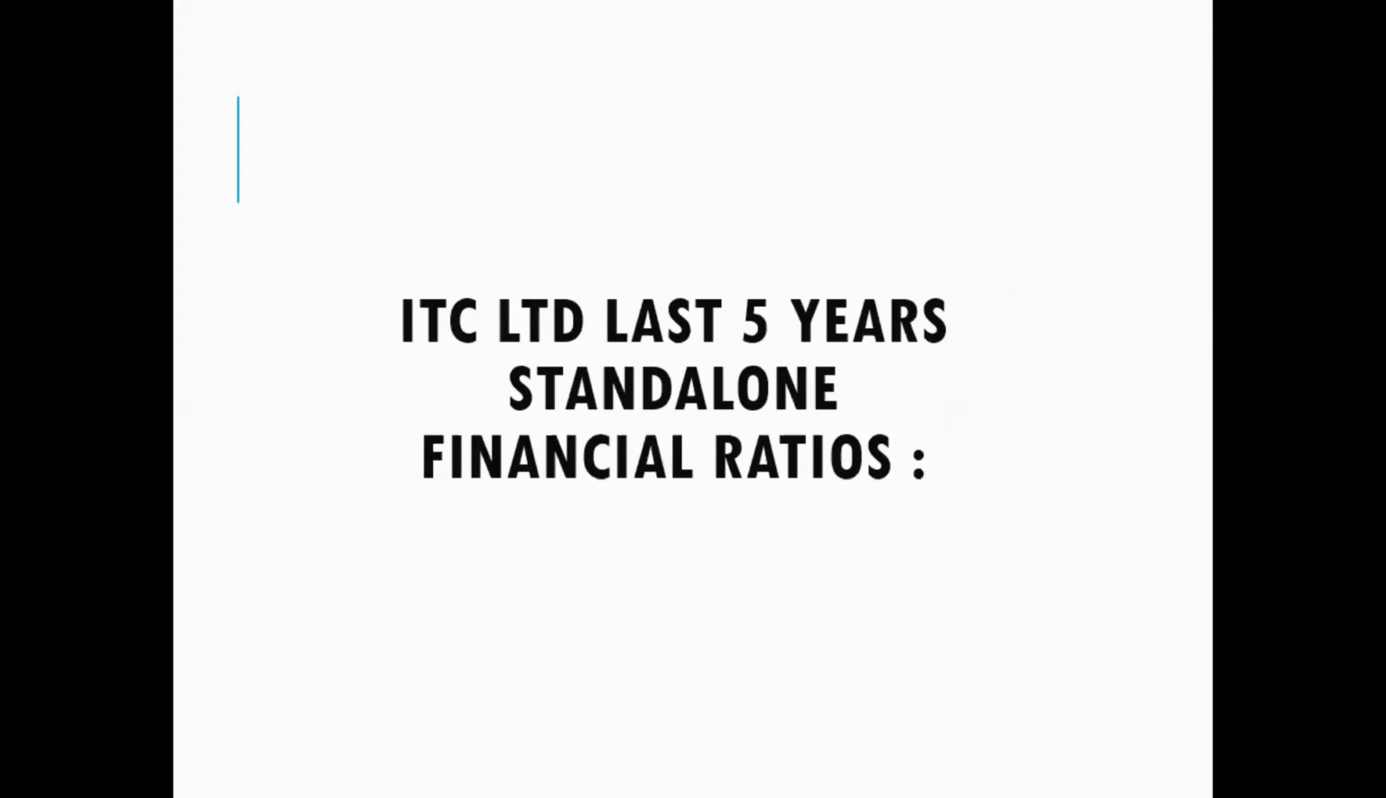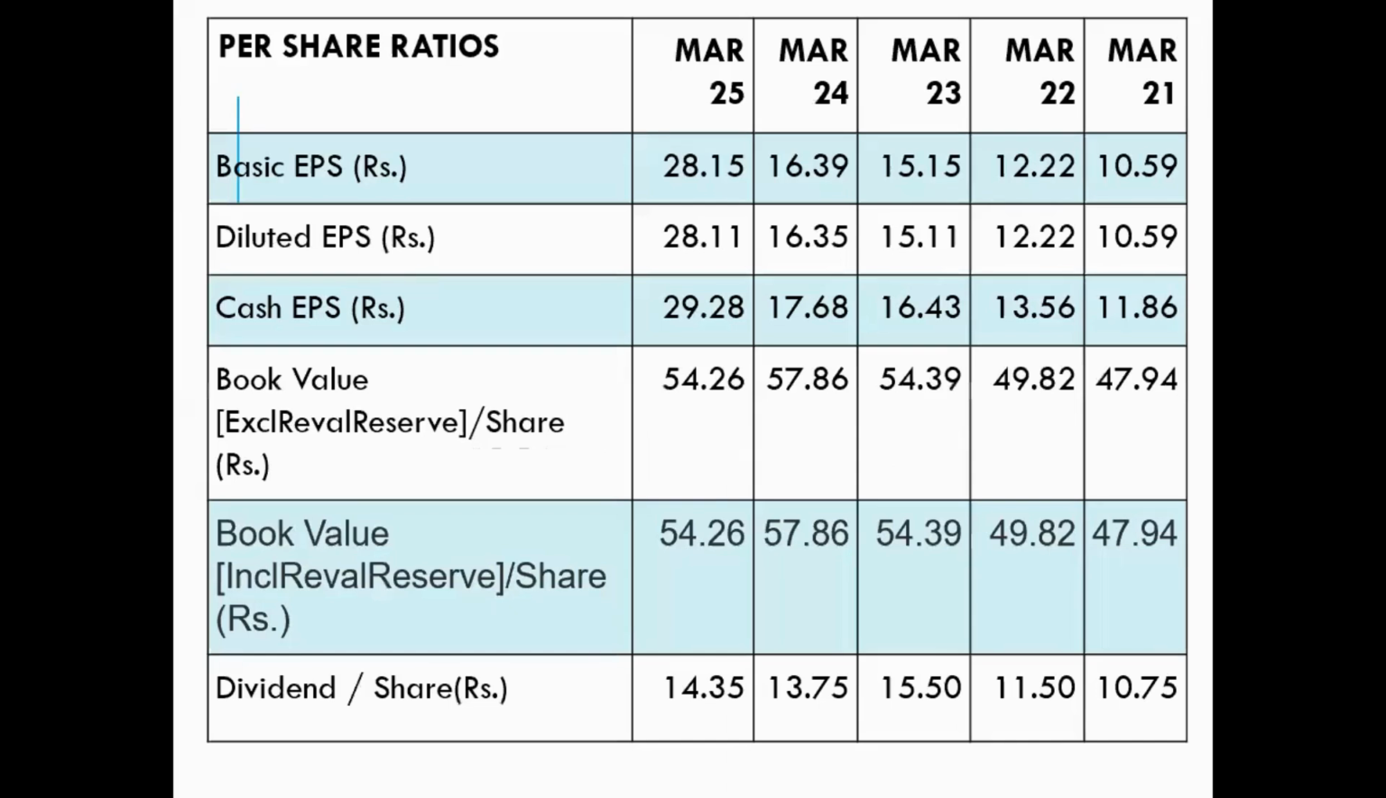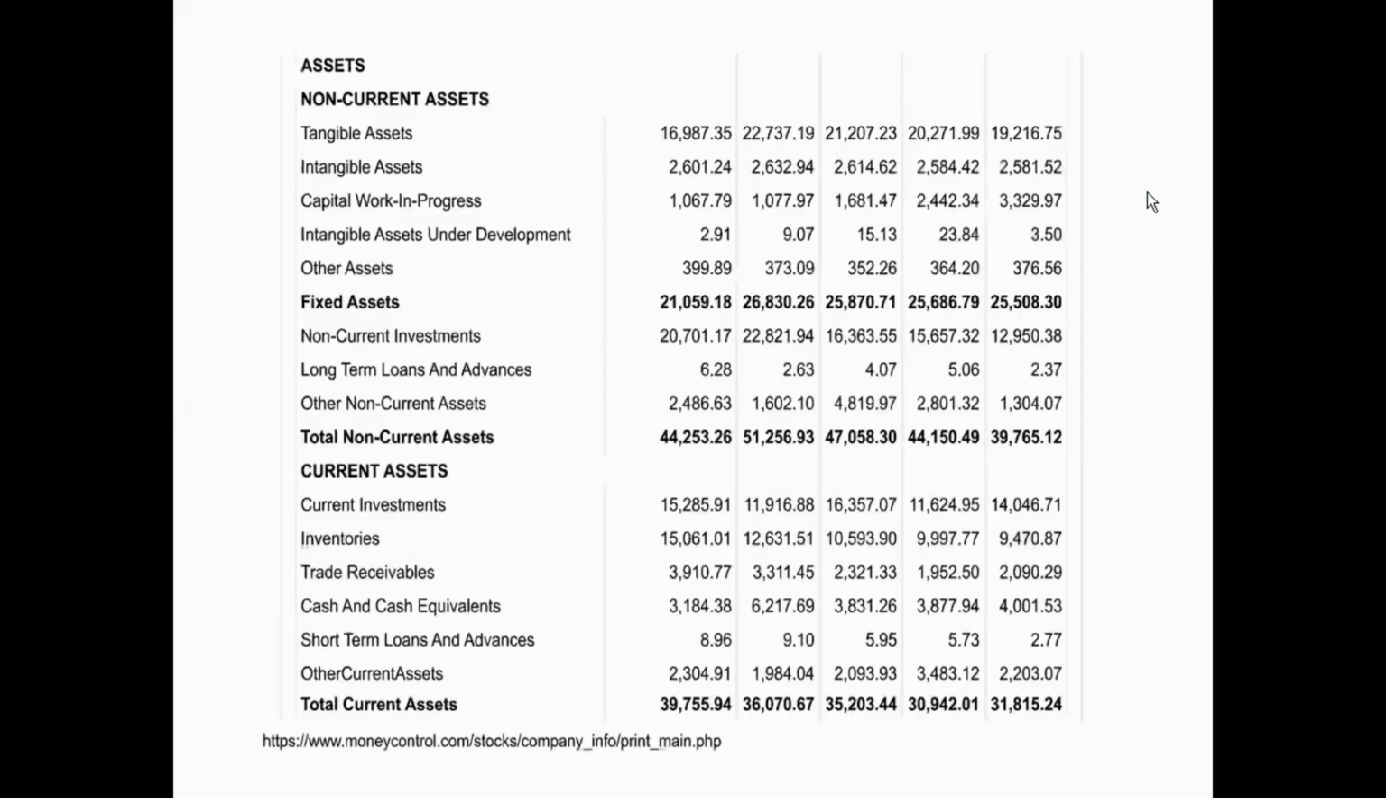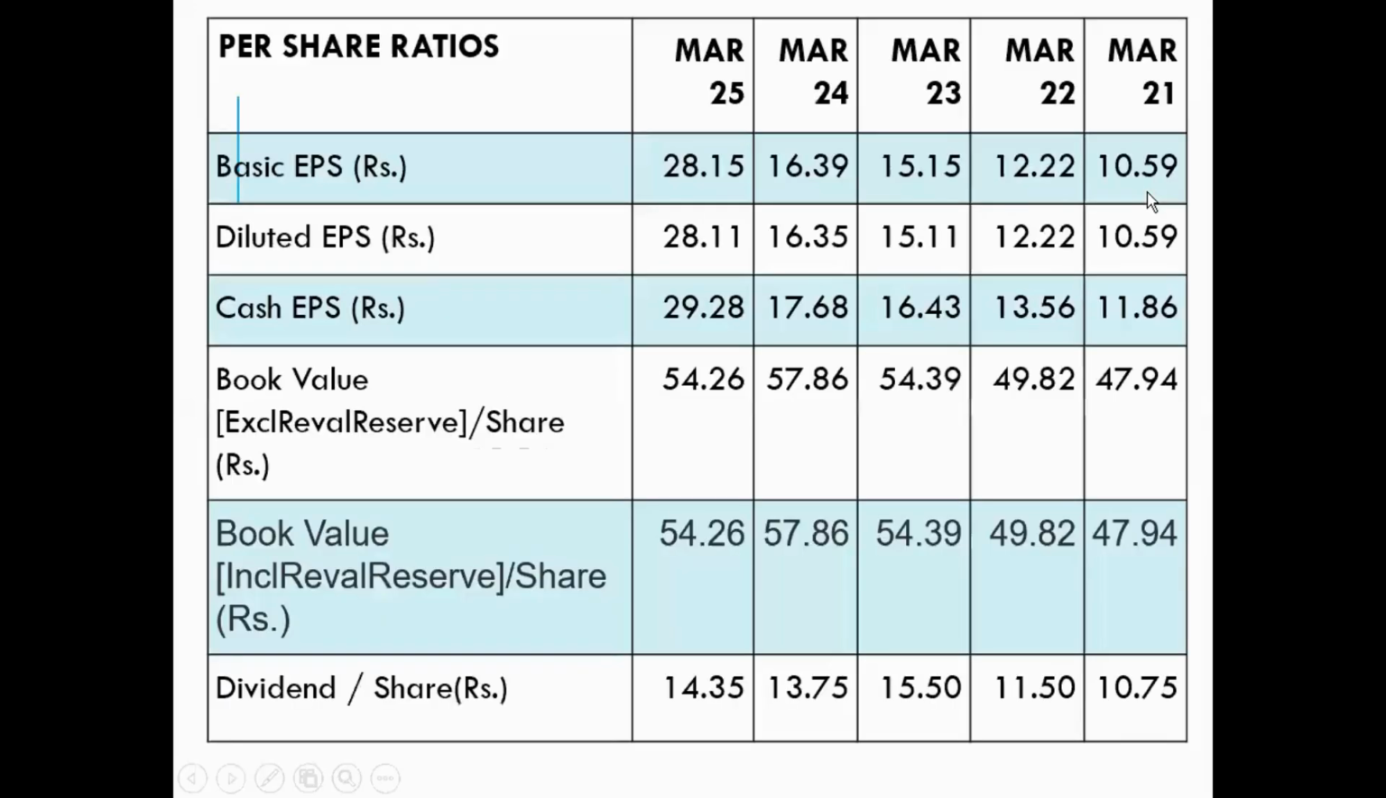ITC Limited's last 5-year standalone financial ratios are: basic EPS for 2025 is 28.15, 2024 is 16.39, 2023 is 15.15, 2022 is 12.22, and 2021 is 10.52.